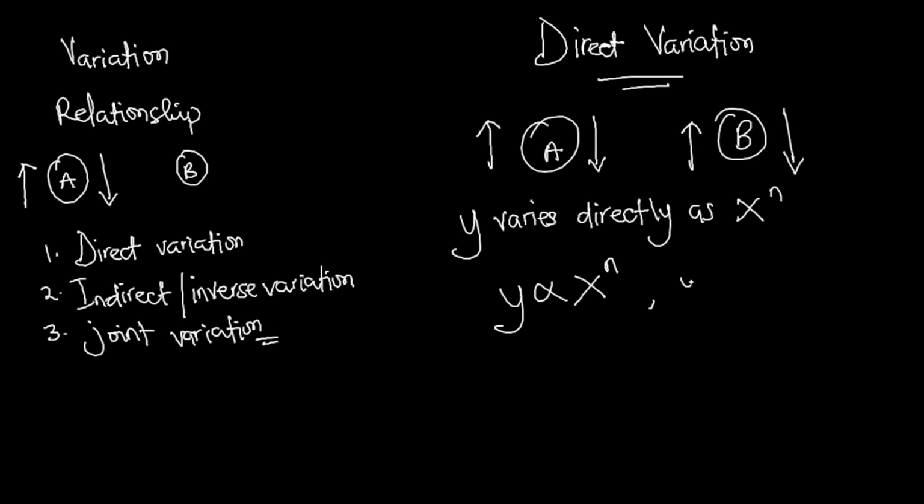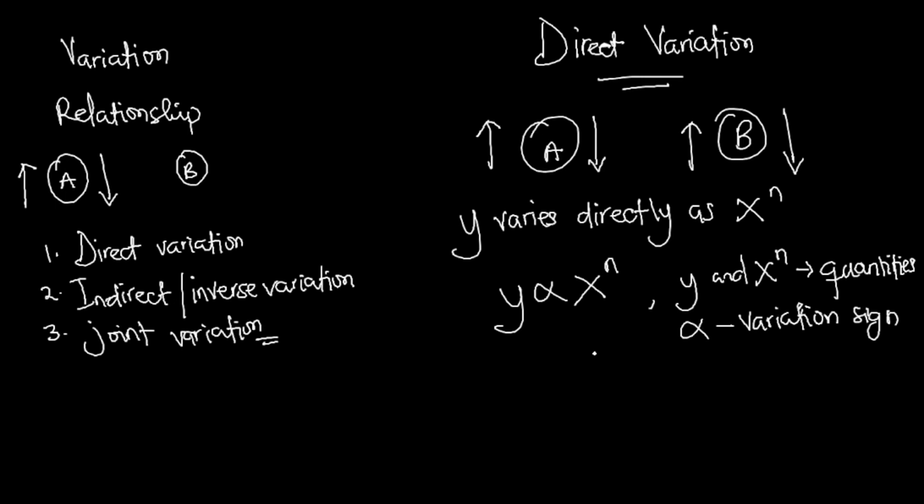Now, y and x raised to the power n are what we are referring to as our quantities. So we are looking at the relationship between y and x, and we are saying they are directly related, and so we are using this statement to mean that the variation between them is a direct variation. This alpha sign is what we are using as our variation sign.